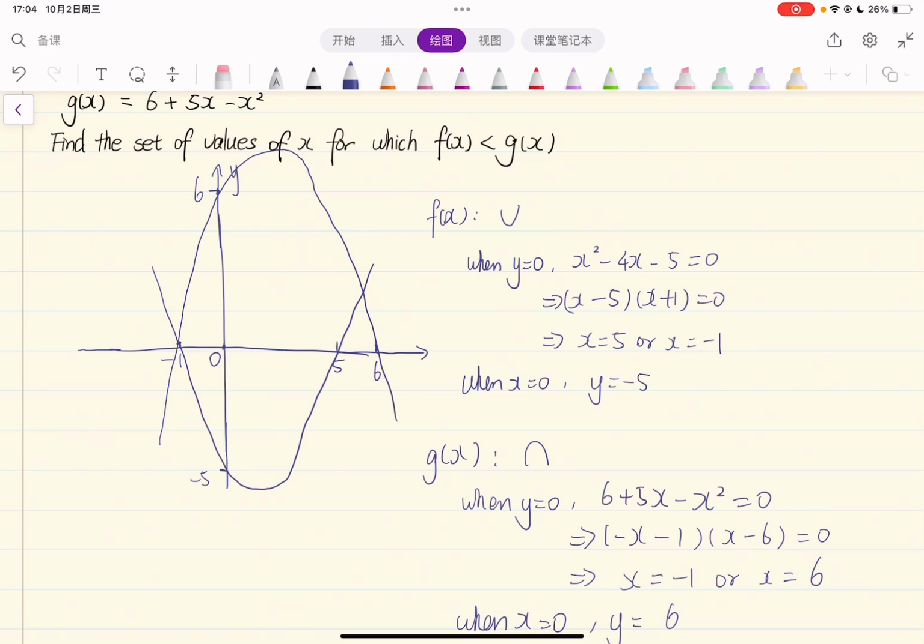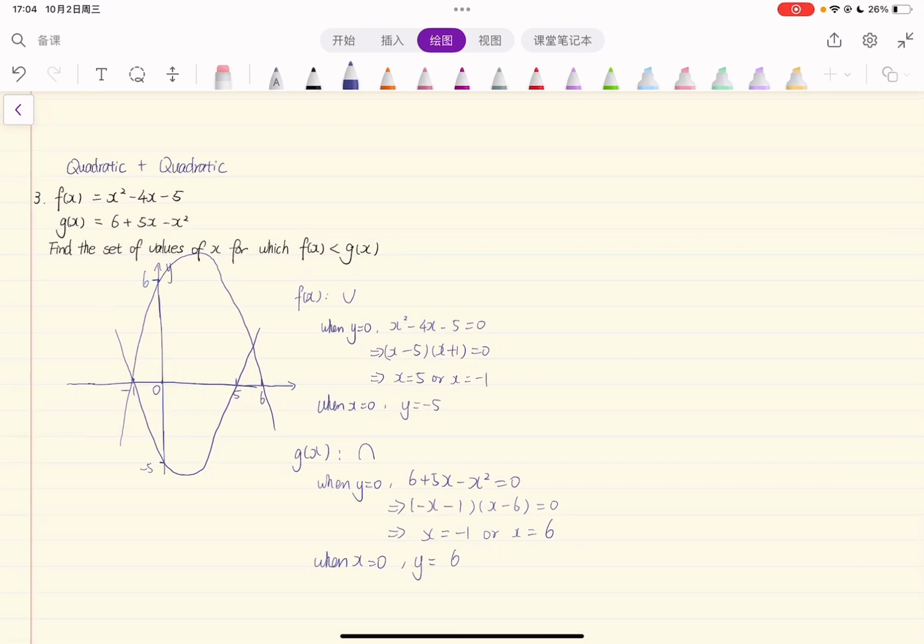that. Sorry for the terrible drawing, using the iPad, it's so hard to do that. Sorry for that.